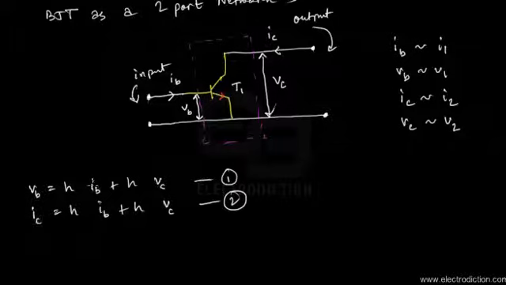Now the H parameters we have here, there are four of them, and they have different notations. The first H parameter is written as HIE for a BJT. The second one is written as HRE. The third one is HFE.